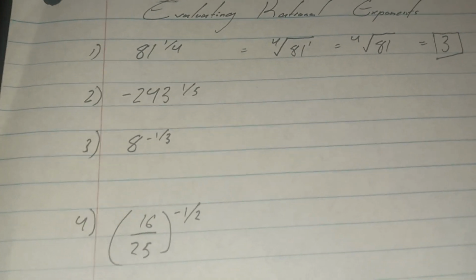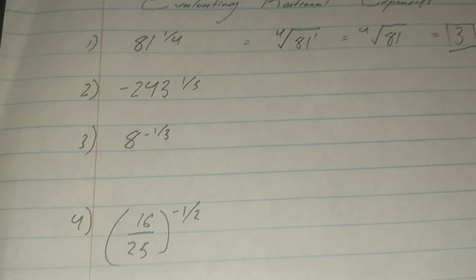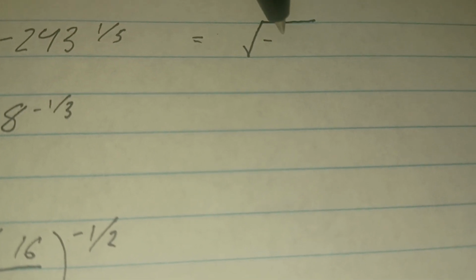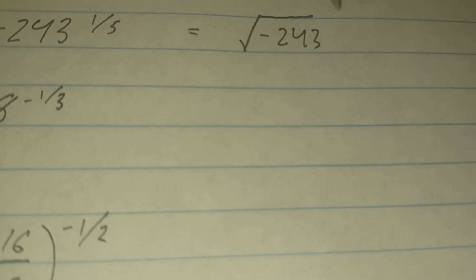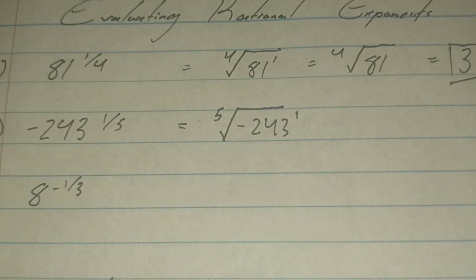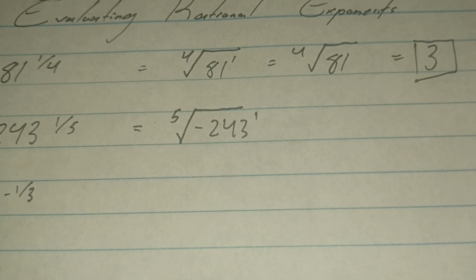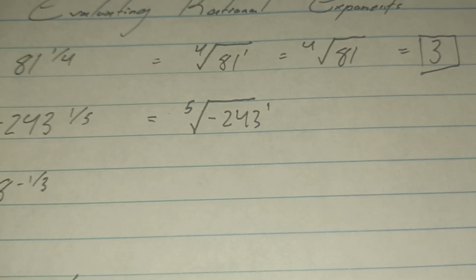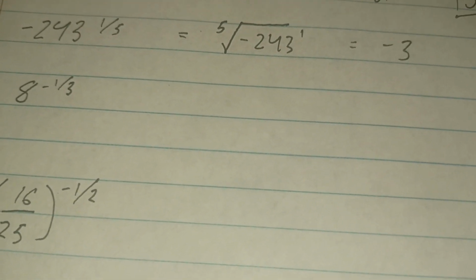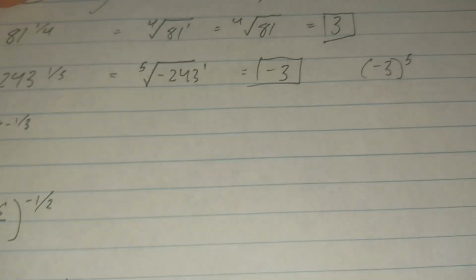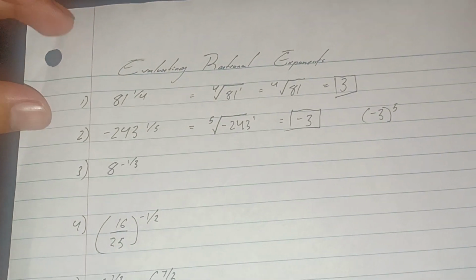Now number 2, negative 243 to the 1/5 power. We can also rewrite this one using the same logic from the first one as negative 243 to the first power, and then the 5th root. So the 5th root of negative 243 raised to the 1st power. Again, what number by itself multiplied 5 times will give us negative 243. That number is going to be a negative 3. Negative 3. Because parentheses negative 3 multiplied by itself 5 times is going to give us a negative 243. Alright, so your answer for this one is going to be a negative 3.